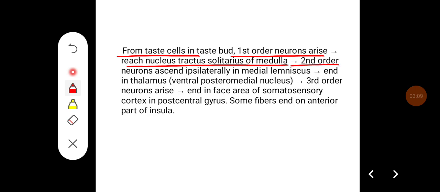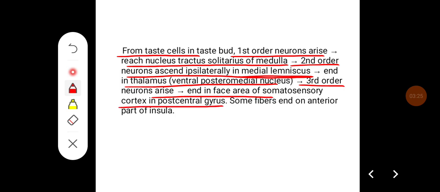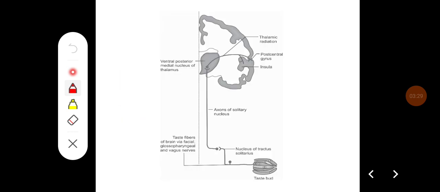From here, second order neurons arise and ascend ipsilaterally in the medial lemniscus. They end in the thalamus in the ventroposterior medial nucleus. And third order neurons arise from here. They end in the face area of somatosensory cortex in the postcentral gyrus. Some fibers, they also end on the anterior part of the insula.